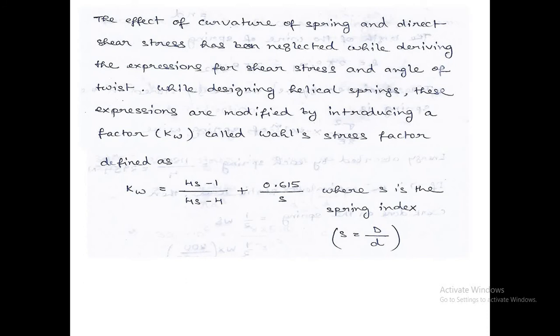Now the effect of curvature of spring and direct shear stress has been neglected while deriving the expressions for shear stress and angle of twist. While designing helical springs, these expressions are modified by introducing a factor Kw, called Wahl's stress factor. It is defined as Kw equal to 4s divided by 4s minus 4, plus 0.615 by s, where s is the spring index, that is s equal to capital D by small d.